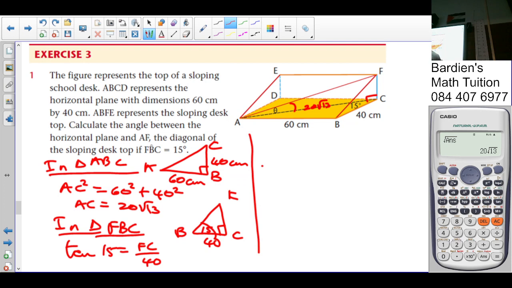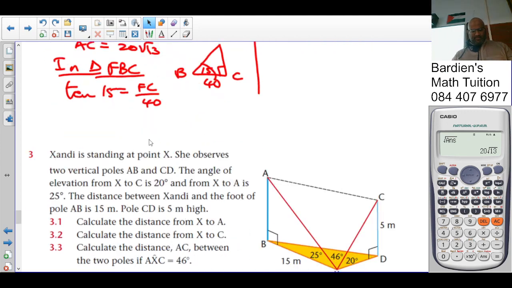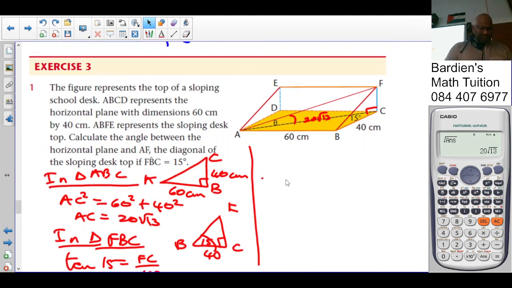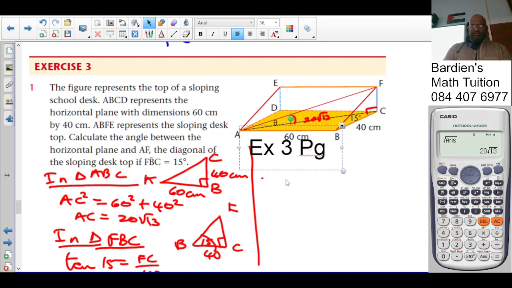So we cross multiply. Which page is it? Exercise 3, page 126. Thank you.